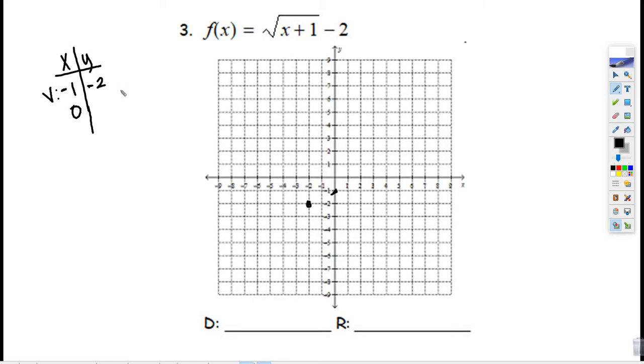So I would choose 0 first. The square root of 0 plus 1 minus 2. 0 plus 1 is 1. The square root of 1 is 1, and 1 minus 2 is -1. So I have 0, -1.